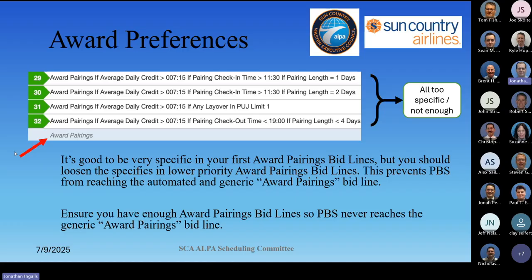We recommend that you ensure you have enough award pairing lines so it never reaches the generic award pairings command. If you're senior, that's true. If you're pretty junior, you might just have to take what's left in the pot or decide to be on reserve.